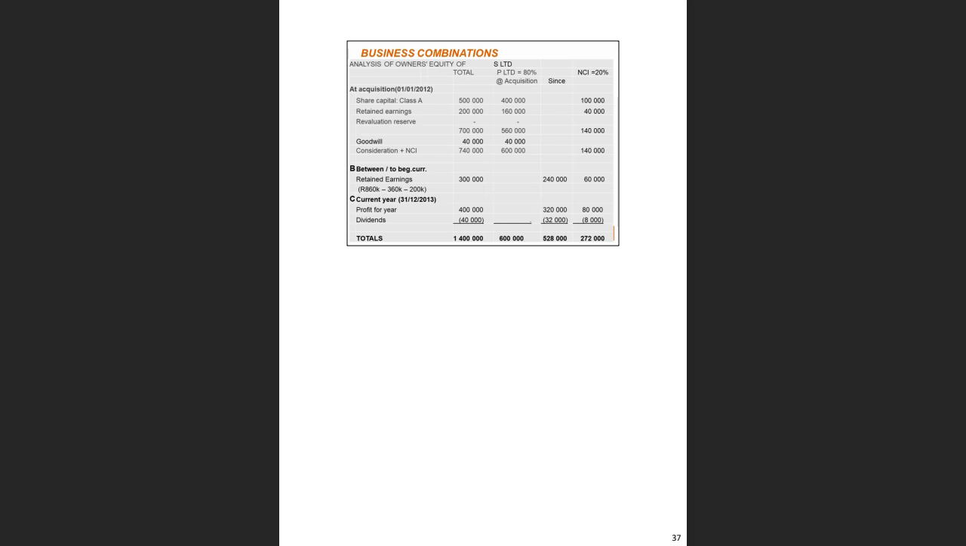This is the post-acquisition retained earnings from acquisition to the beginning of the current year. So we're taking closing balance retained earnings minus current year retained earnings minus pre-acquisition retained earnings, and this will give you the retained earnings for the period just after acquisition to beginning of the current year of 300,000 Rand. Now remember, P owns 80% of this, so P owns 240,000 of this, and NCI owns 60,000.